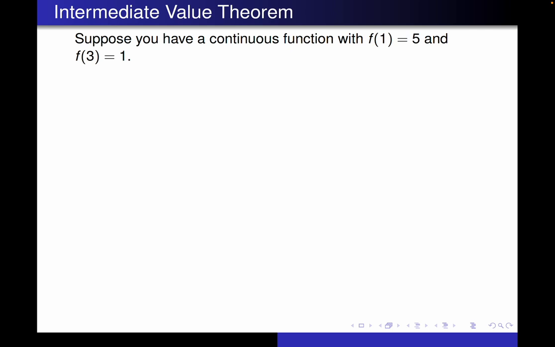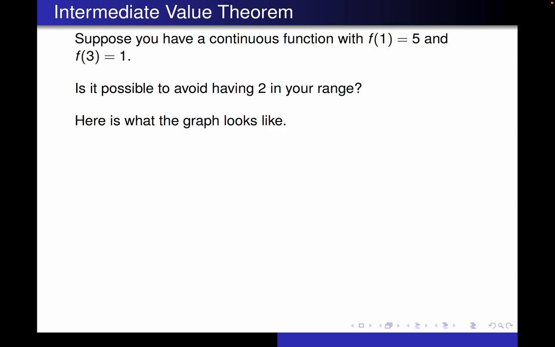So suppose you have a continuous function where f of 1 is equal to 5 and f of 3 is equal to 1. The question is, is it possible to avoid having 2 in your range? Keep in mind this is a continuous function, so conceptually that just means that there aren't going to be any breaks in the function. So here's what the graph looks like.